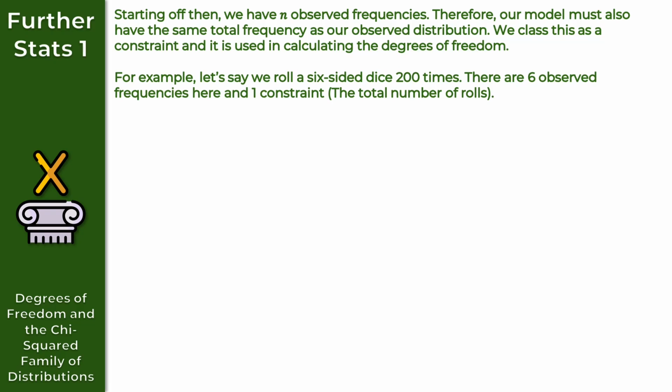For example, let's say we roll a 6-sided dice 200 times. There are 6 observed frequencies here because we can get 1, 2, 3, 4, 5, and 6. And we have 1 constraint here. That is the total number of rolls.